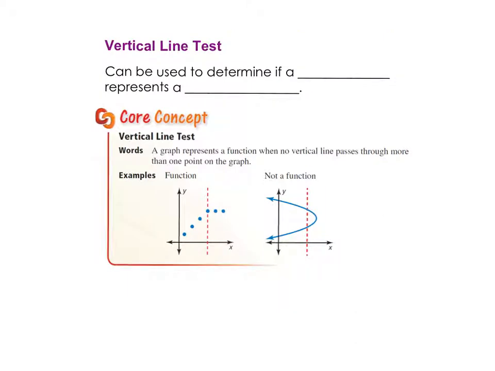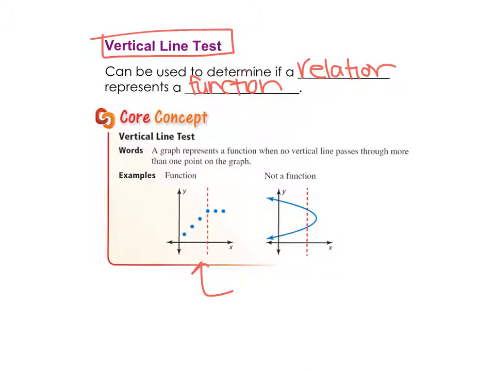So these last two slides are just going to show you a little trick that you can use when you're graphing and you have your relation as a graph, because something called the vertical line test can be used to determine if a relation represents a function. Essentially, a graph represents a function when no vertical line passes through more than one point on the graph. So if you look here at this first graph, we have a vertical line, and if we were to run it through the entire graph, it only goes through one point at a time. So this one is in fact a function.